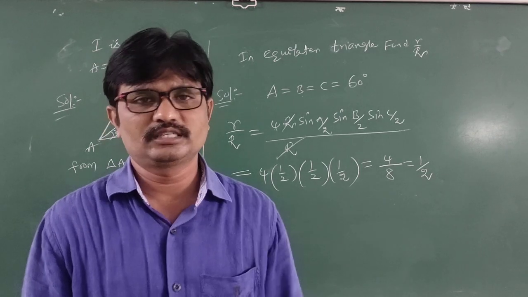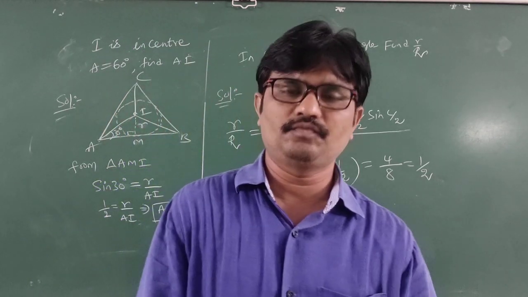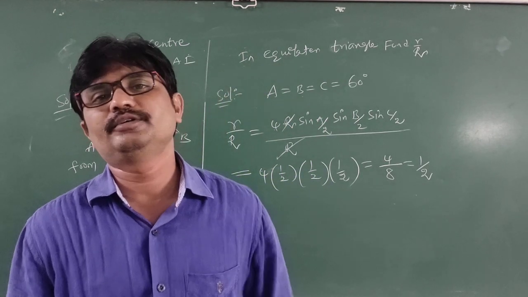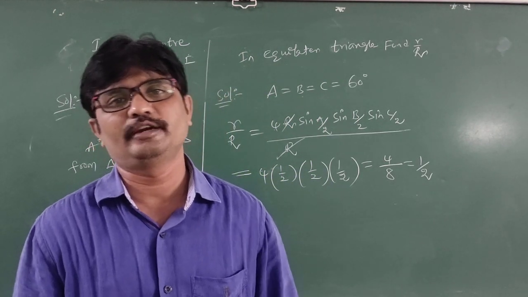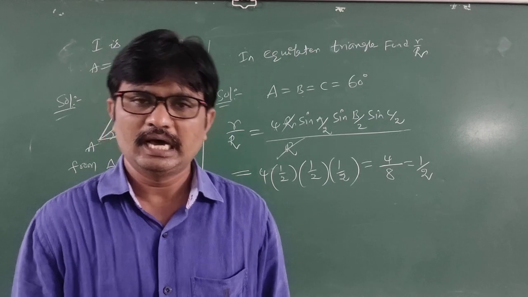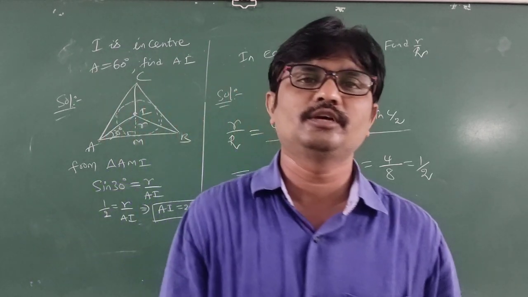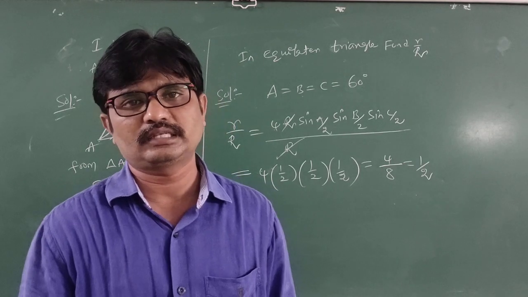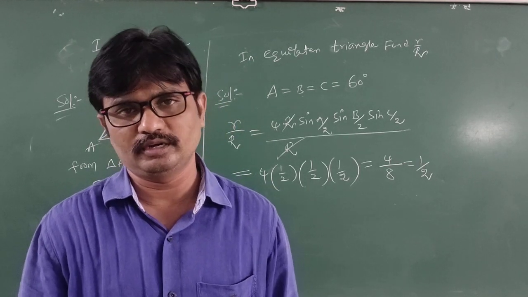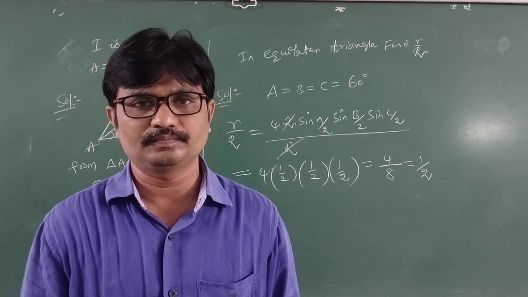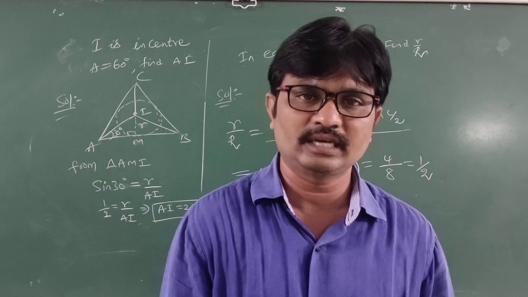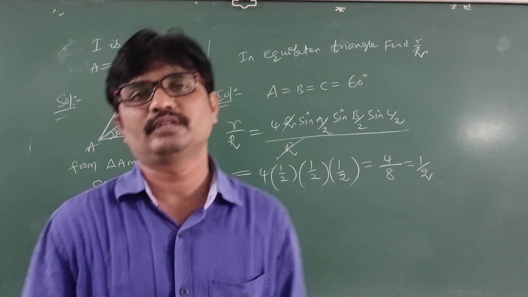Finally, R1 is 4R sin A by 2 cos B by 2 cos C by 2. R2 is 4R cos A by 2 sin B by 2 cos C by 2. R3 is 4R cos A by 2 cos B by 2 into sin C by 2. But small r is 4R sin A by 2 sin B by 2 sin C by 2. All are sin, that is small r. Only sin A by 2, that is R1. Only sin B by 2, that is R2. Only sin C by 2, that is R3.